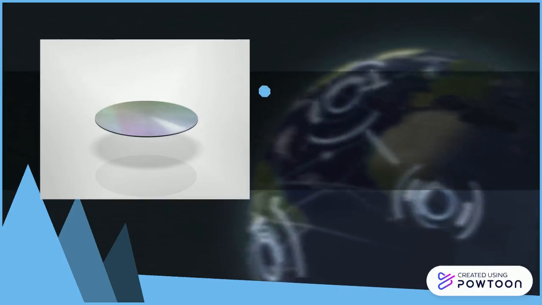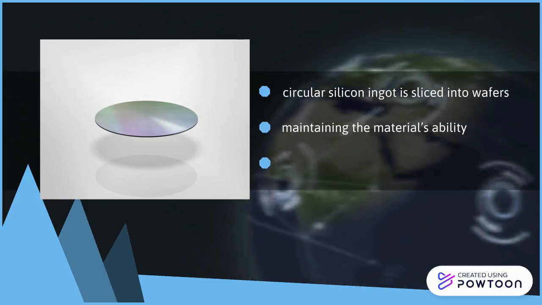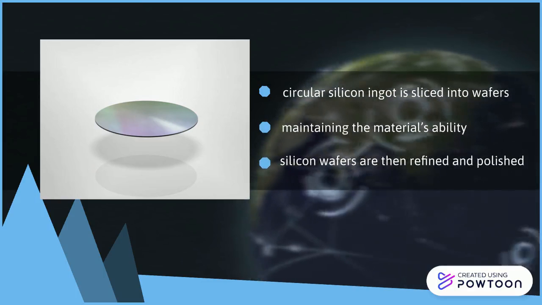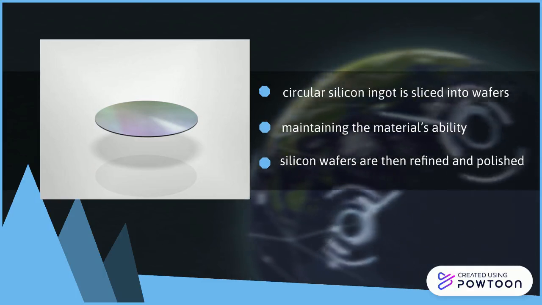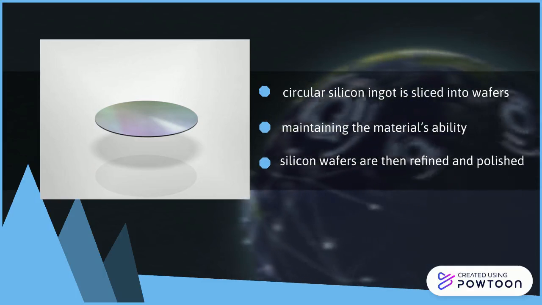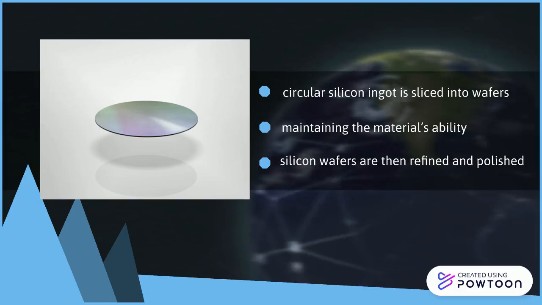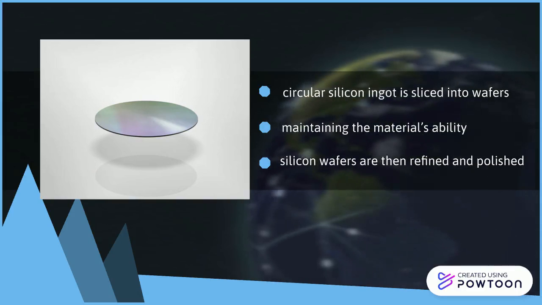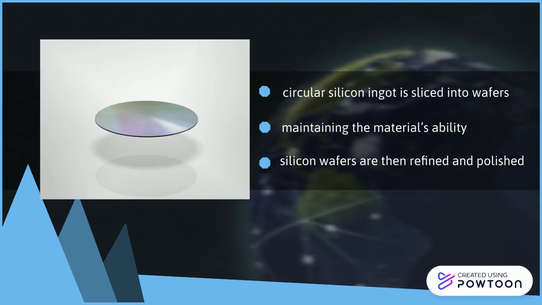Next is the cut wafer step. The silicon ingot is sliced into wafers as thin as possible while maintaining the material's ability to be used in the fabrication process. The silicon wafers are then refined and polished in order to provide the best possible surface for the following fabrication steps.